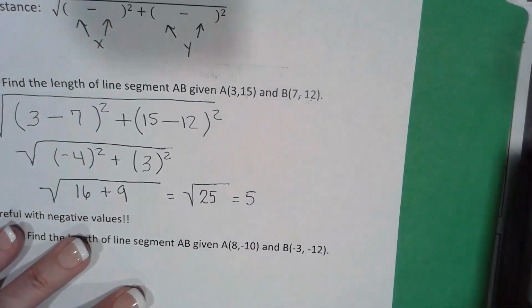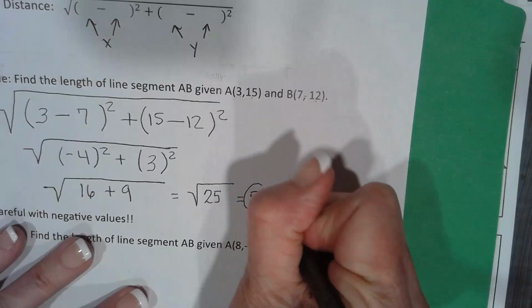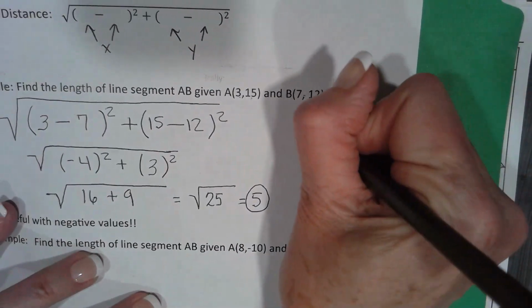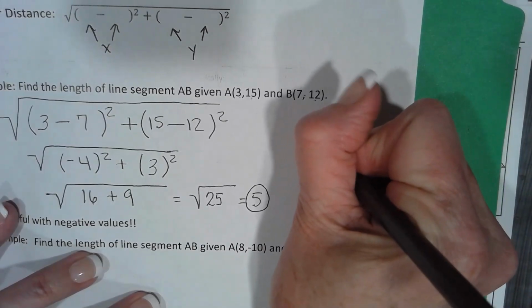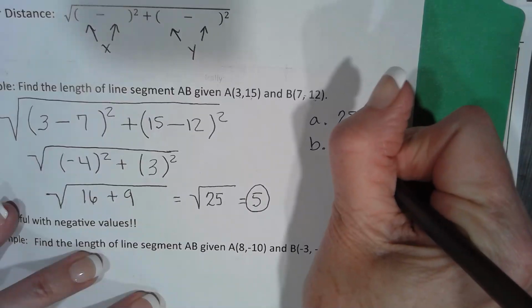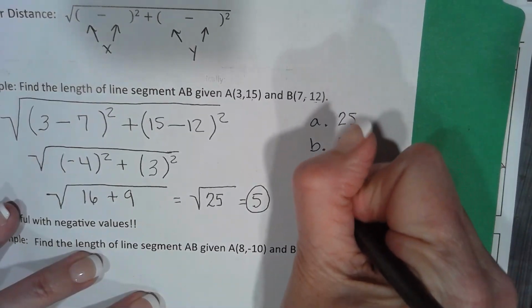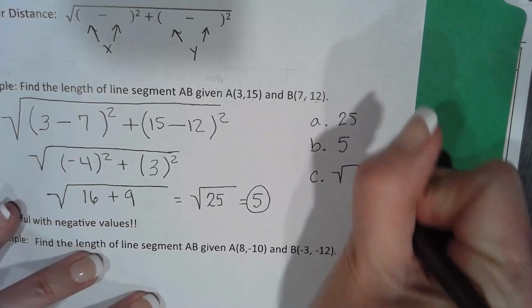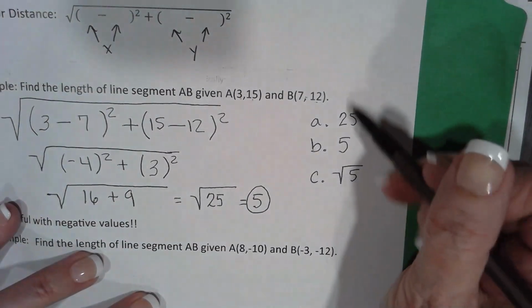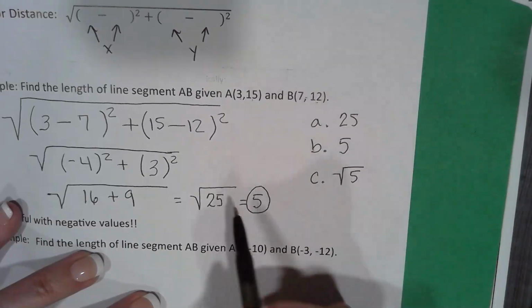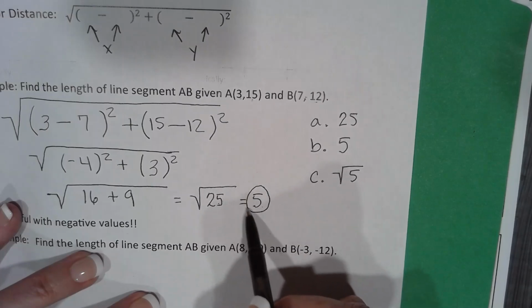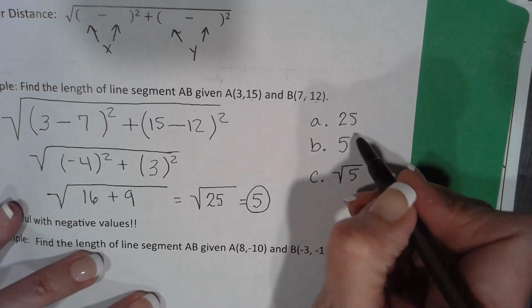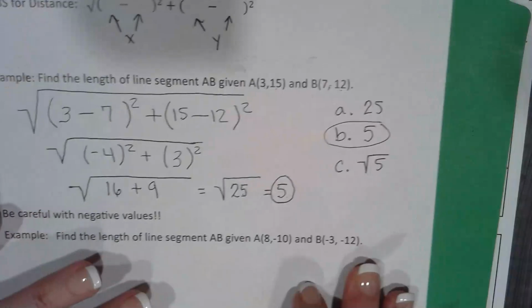Now you need to be very careful. On a multiple choice test, these are going to be your answers. You're going to have 25. You're going to have 5. And you're going to have the square root of 5. So see, you've got to be careful. They can trick you. It is not 25. It's the square root of 25. And once you take the square root, the square root symbol is not on this anymore. So the value is 5. So just be very careful.